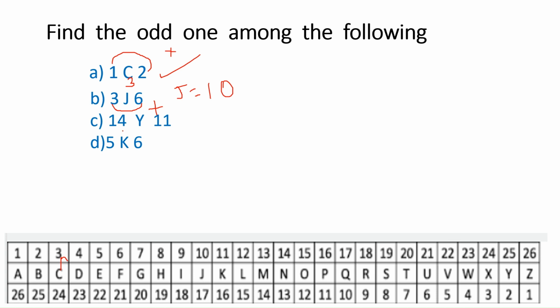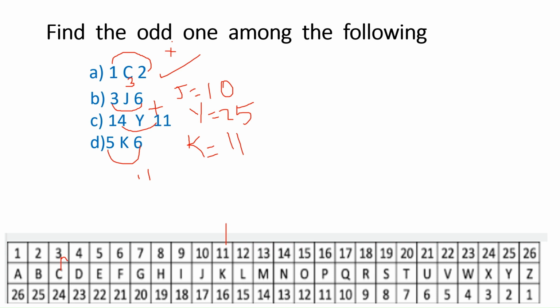So next, 14 plus 11 is nothing but 25. So Y is equal to 25. Correct. The value assigned to Y is 25, and here also 25. Now next, let us add 5 plus 6. How much? 11. So the value of K is how much? 11. Just check for 11. Yes, it is also there.